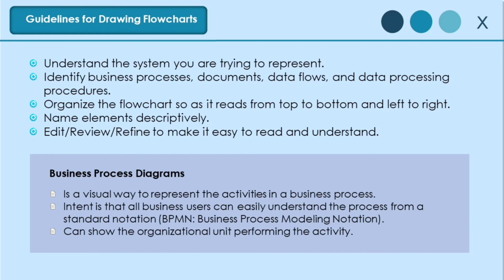Business process diagrams are a visual way to represent the activities in a business process. The intent is that all business users can easily understand the process from a standard notation. BPMN, or Business Process Modeling Notation, can show the organizational unit performing the activity. These are what every flowchart should have.